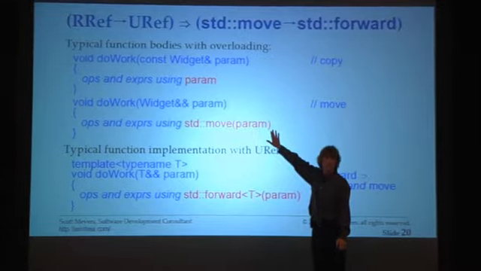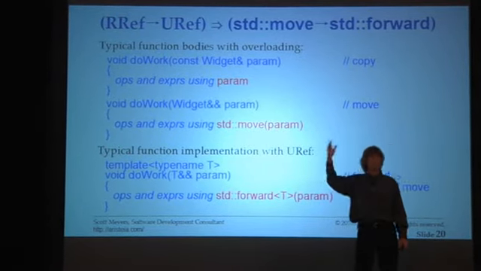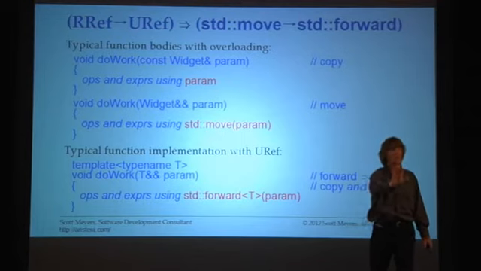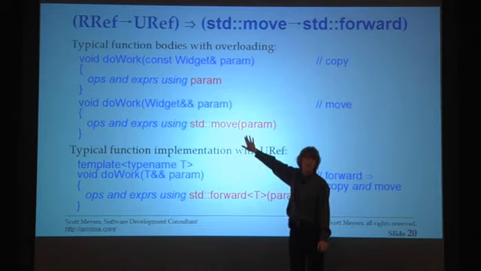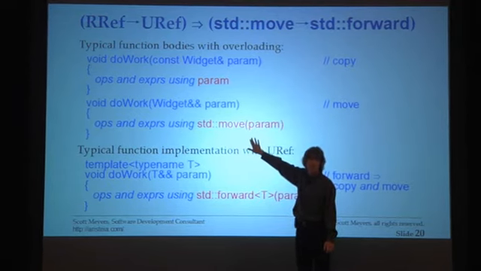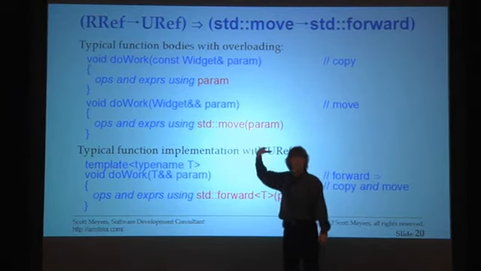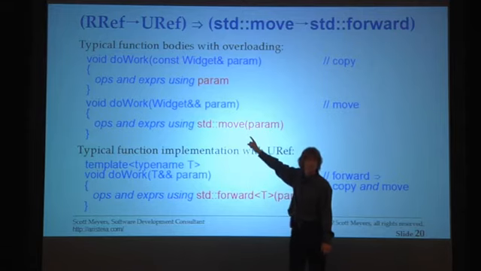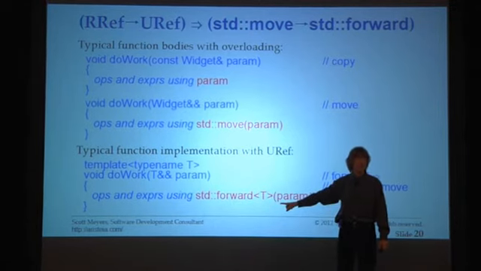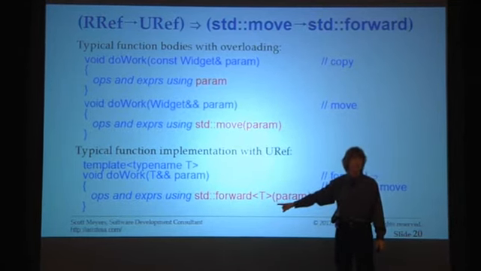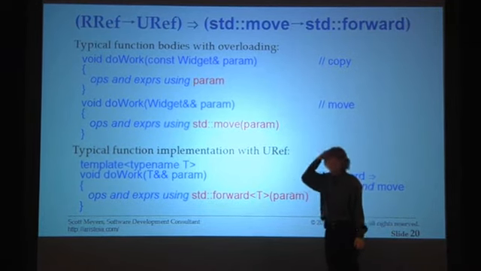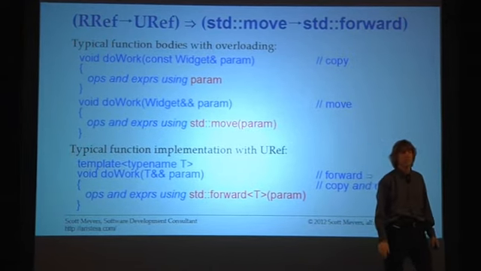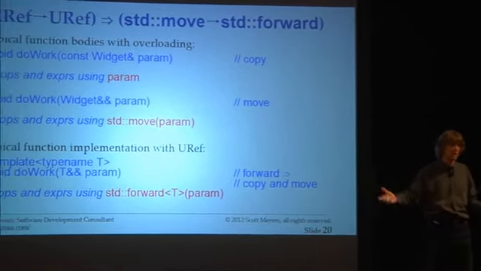Why not use standard forward here? Okay, I'd have to sit down and think about whether you're going to get the same result, but I'm not going to think about that now because I don't care. Because this is idiomatic on R value references. When you're reading the code, this says, I want to move from this thing, and somebody reading the code needs to know that. This says, I don't know whether I have an L value or an R value, but I want to preserve whatever it is. So they make different statements. And I'd have to sit back and think about whether they would actually do something different. But even if they do the same thing, I wouldn't care.